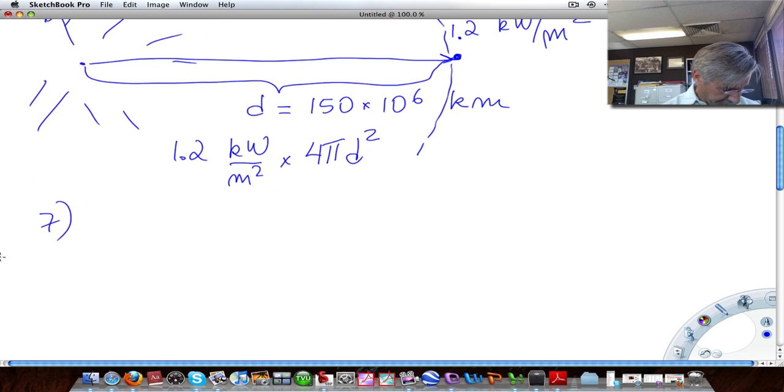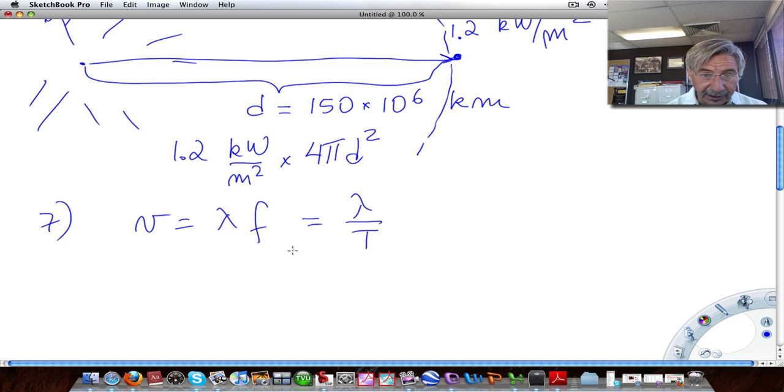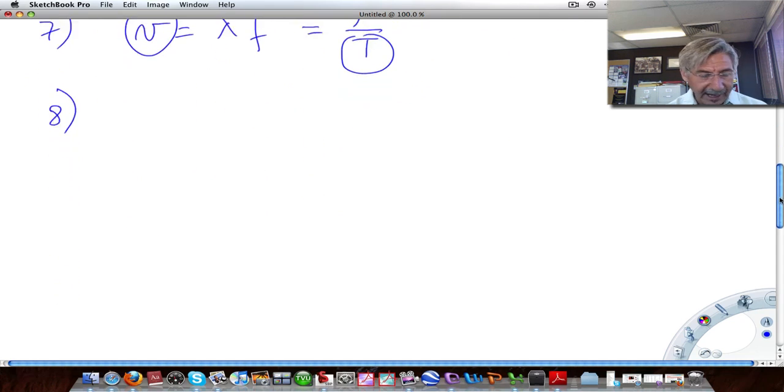Number 7, the wavelength of a wave. This is the relation between the velocity, the wavelength, and the frequency. And it's also that because the frequency is the inverse of the period. So if you have a speed and a period, then you can calculate the wavelength directly. So let me go to number 8.